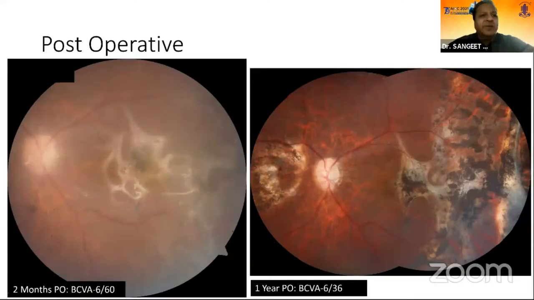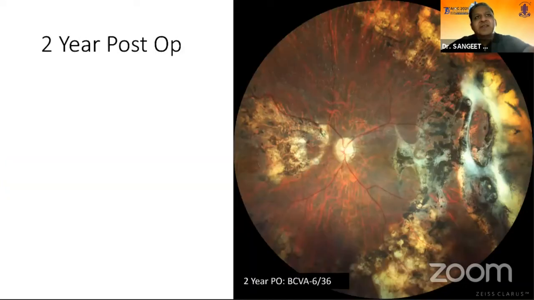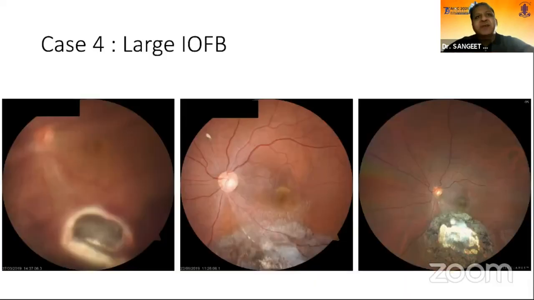And this is post-operative, 2 months post-operative. The patient's vision was 6/60, and 1 year post-operative, silicone oil had been removed earlier, and the patient is maintaining a vision of 6/36 in this eye. This is a patient who recently came to me 2 years post-operative, and he's still maintaining his vision.